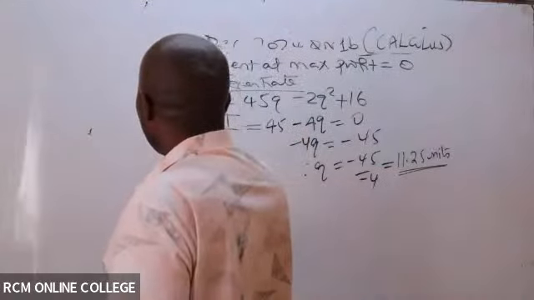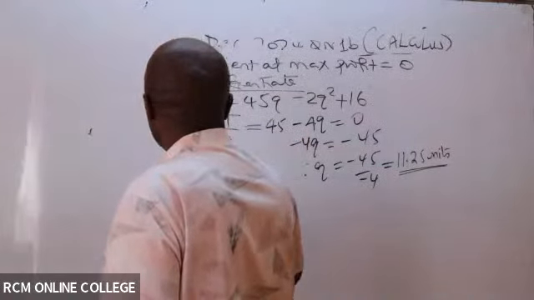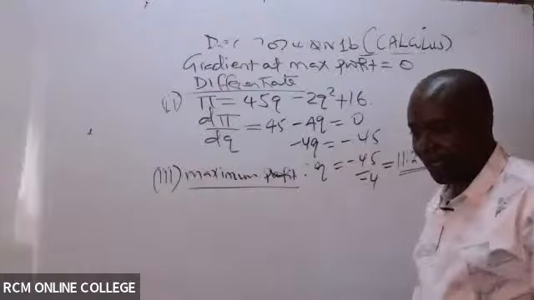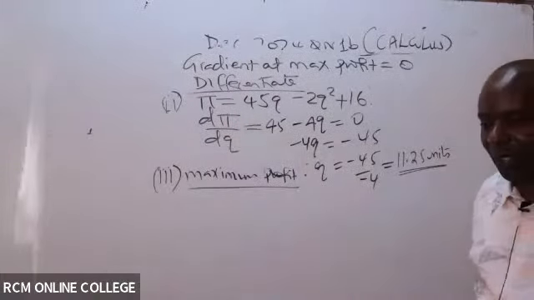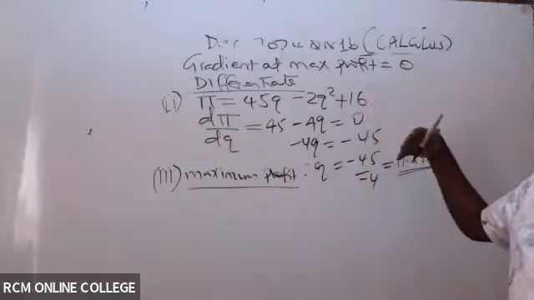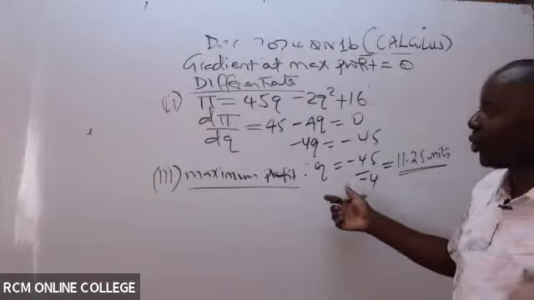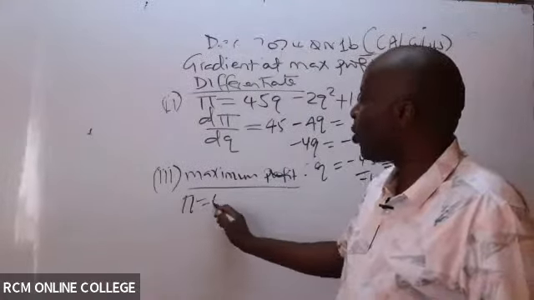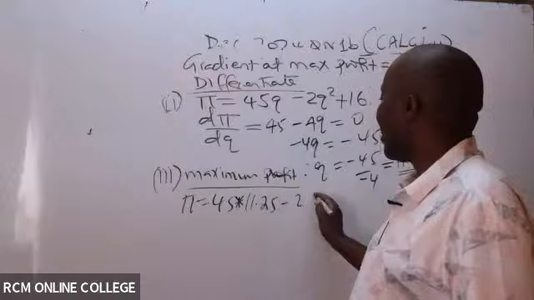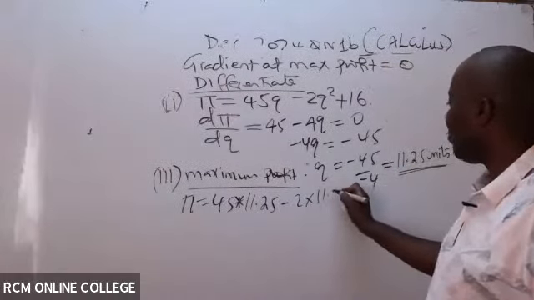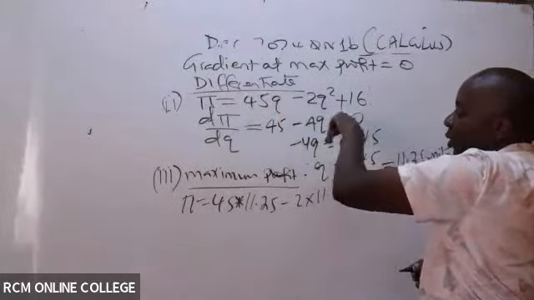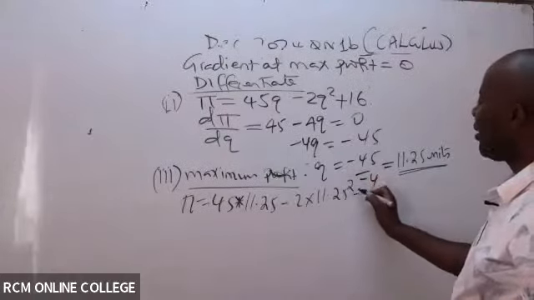So what do you think we shall do to be able to get the maximum profit? Somebody advise me. You're also my advisors. I'm so happy because I have, substitute Q in the profit equation, isn't it? Thank you, Grace. So our profit will be equal to 45 times Q, which is 11.25, minus 2 times 11.25. I'm substituting here for Q because they want the profit. Profit is pi. So minus 2 times 11.25 squared plus 16.